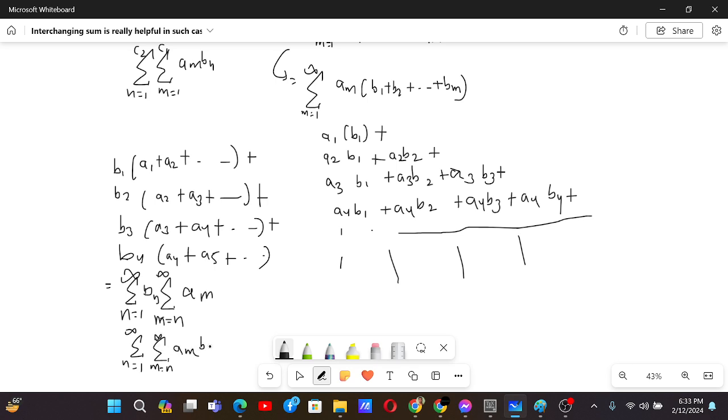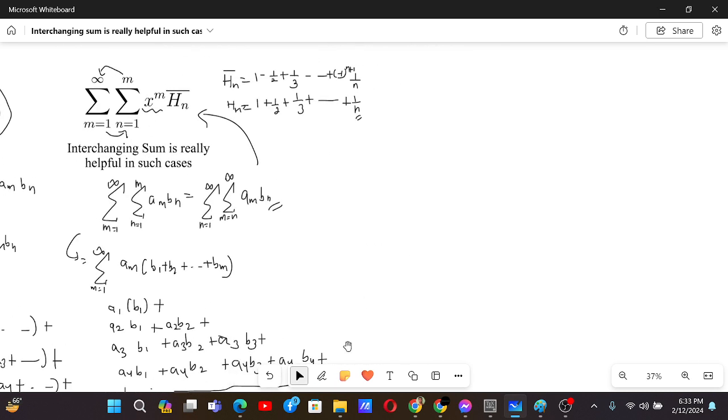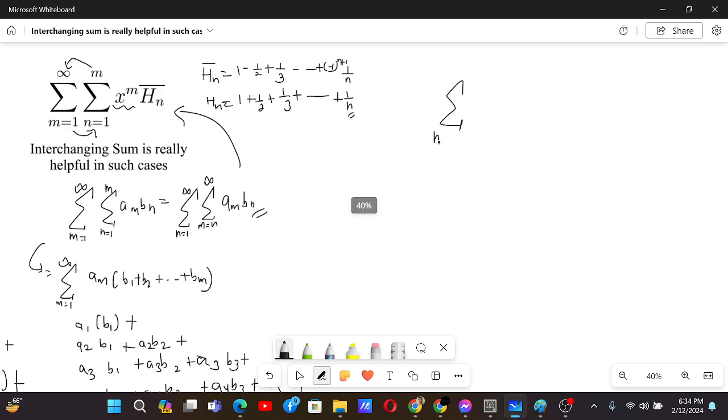So this is a quick proof of this identity. And now let's use this thing to interchange the sum and prove this sum. Now we have the sum from m equals 1 to infinity, sum from n equals 1 up to m, x to the power m times the complement, which is the skew harmonic number.